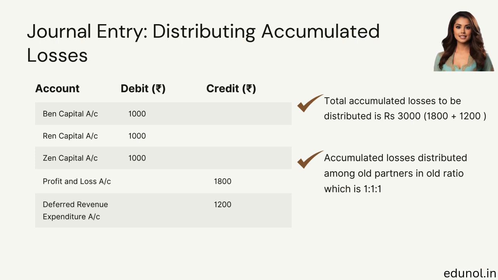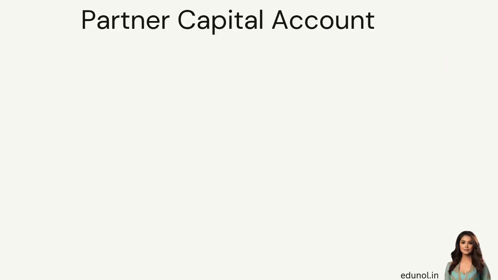This gets distributed among old partners in their old profit-sharing ratio of 1:1:1. As the losses are distributed among the partners, so their capital will decrease. Decrease in capital is debited. Next, we will discuss the treatment in the partner capital account.